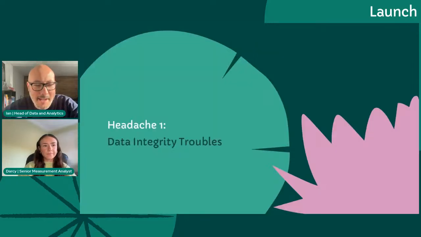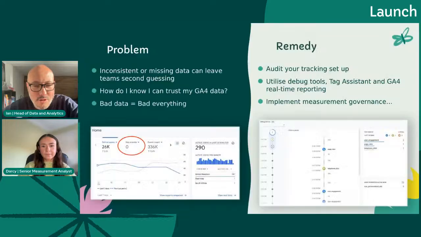So headache 1 is data integrity troubles. We've seen inconsistent data within GA4, and we have a lot of clients that say, how can I trust what we're seeing in there? There's talk about one version of the truth, and about why GA4 says one thing and another platform says another. So it's about understanding how you can go into GA4 and work out whether that data is correct or not, and how you can see and test that yourself.